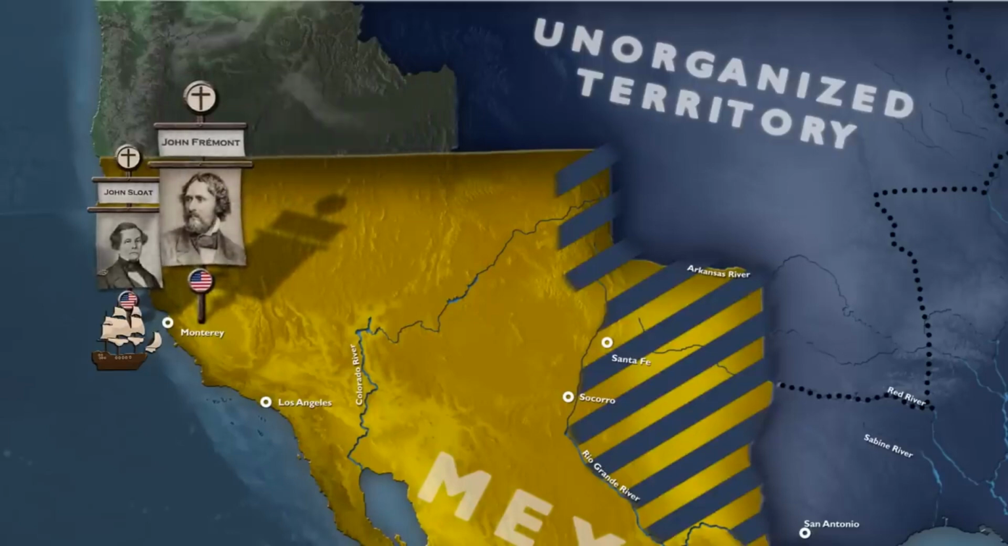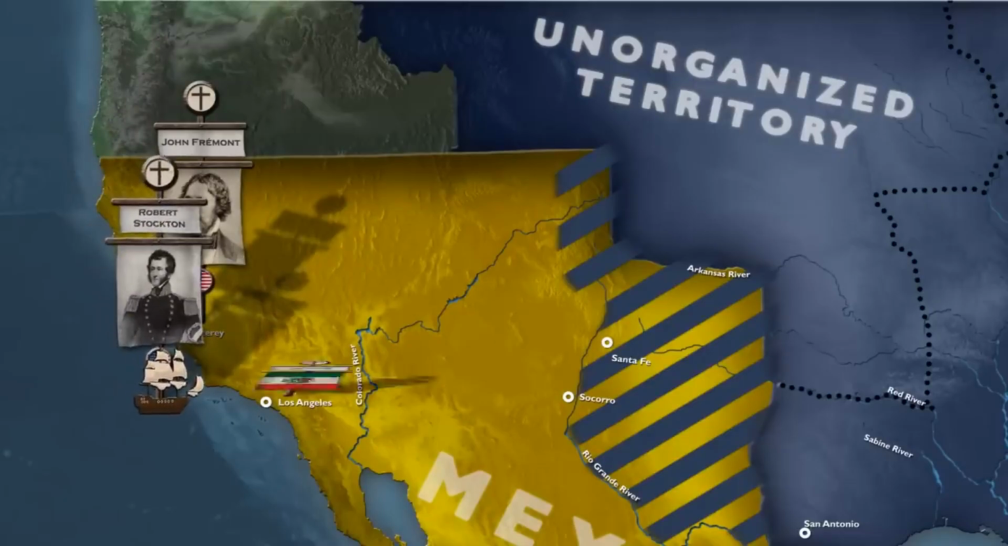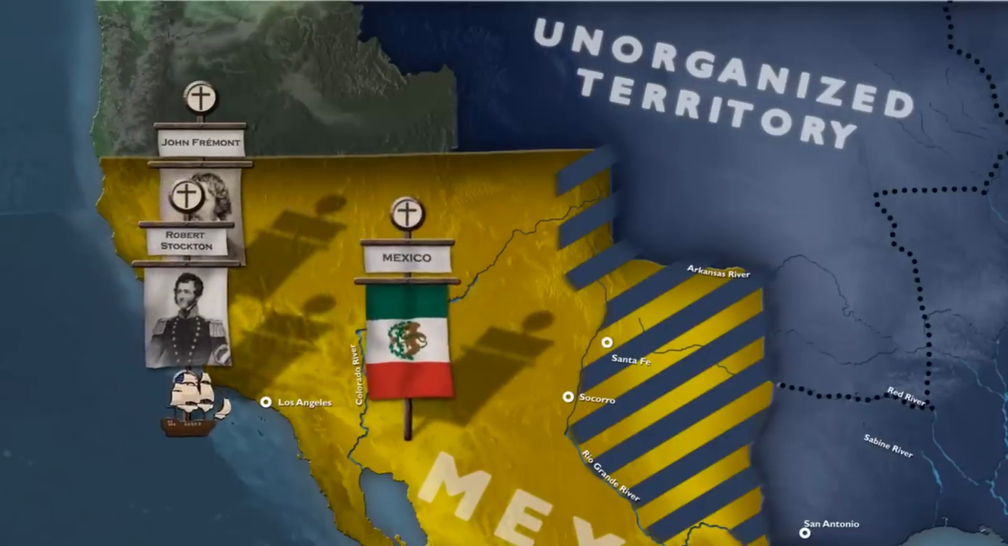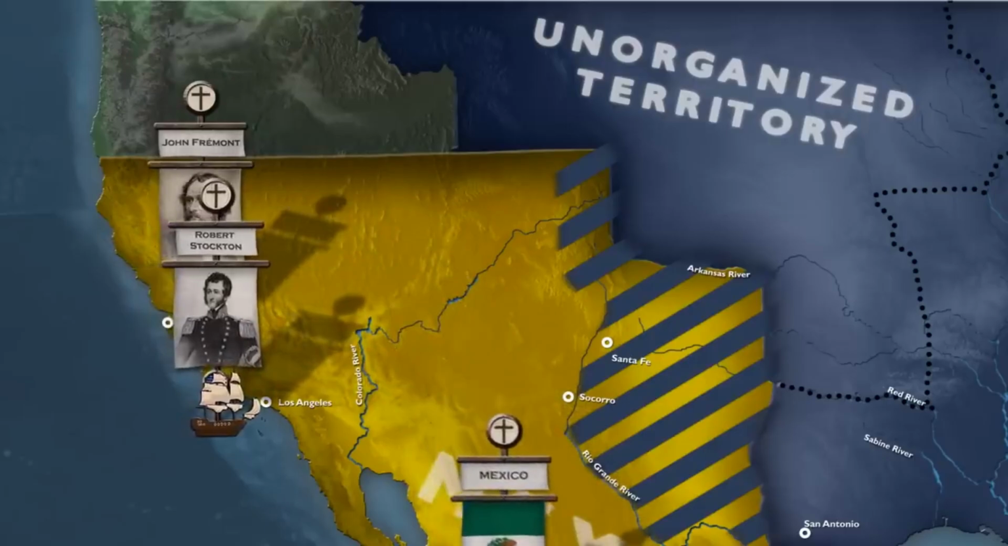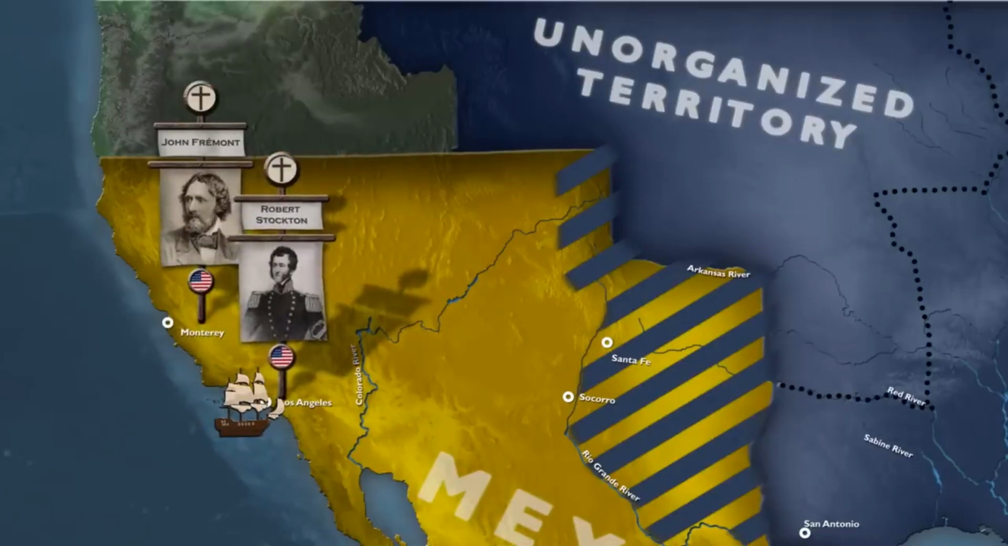Meanwhile, fighting intensified in northern Mexico. General Zachary Taylor, who had already achieved victories at Palo Alto and Resaca de la Palma, continued his advance southward. His forces crossed the Rio Grande and moved toward the city of Monterrey. The battle that followed proved far more difficult than previous engagements.